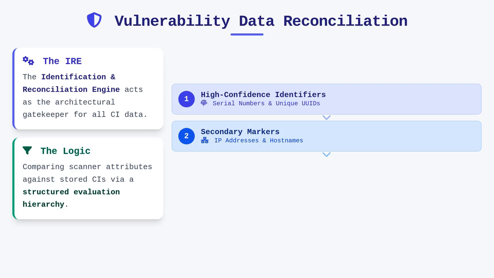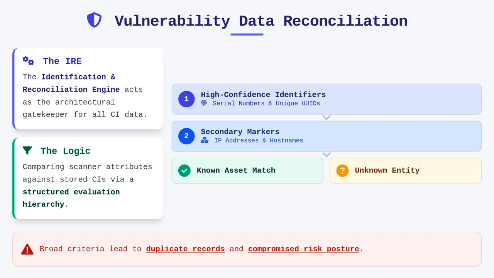Understanding the sequence of these lookup parameters is essential because the order of operations dictates the accuracy of your CMDB health. If your matching criteria are too broad, you risk creating duplicate records or associating vulnerabilities with the wrong assets, which ultimately compromises your risk posture. Precise rule weights allow you to prioritize certain attributes over others during the reconciliation process, ensuring that the most reliable data sources retain authority.